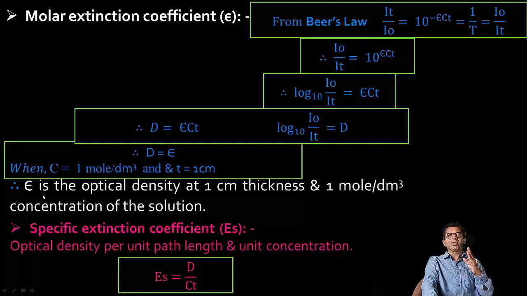Hence, molar extinction coefficient epsilon can be defined as the optical density when the layer of the solution is 1 centimeter thick and the concentration of solution is 1 mole per decimeter cube. The other term, called specific extinction coefficient, is defined as optical density per unit path length and unit concentration, that is Es is equal to D by Ct.